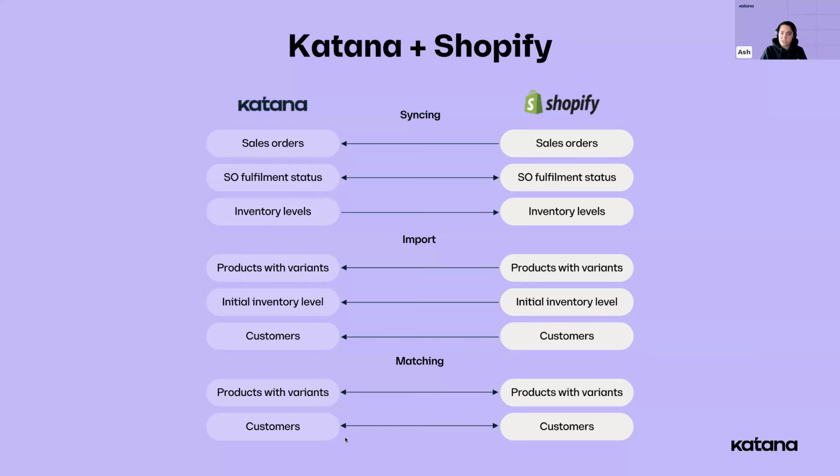Lastly, we have just a method on how we match things. We match products with variants with their SKUs, and then customer information is matched based off of their email addresses, their physical addresses, their names, etc. This is the basic overview of the Katana plus Shopify integration.